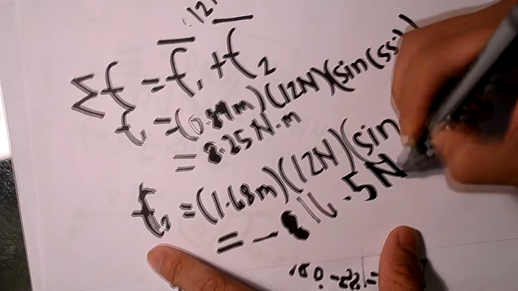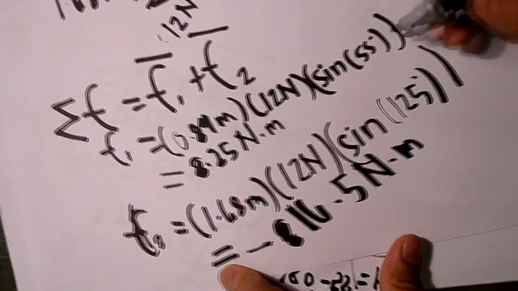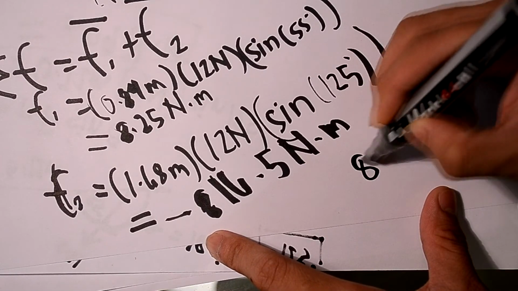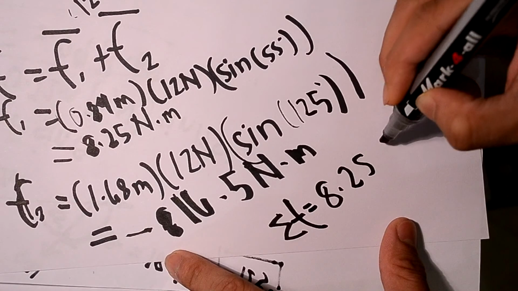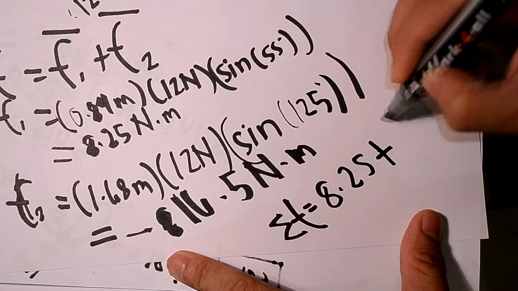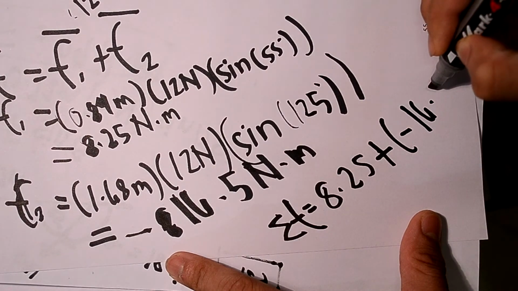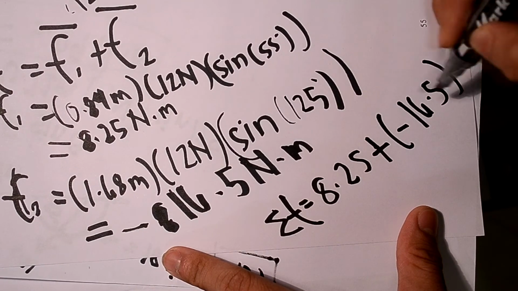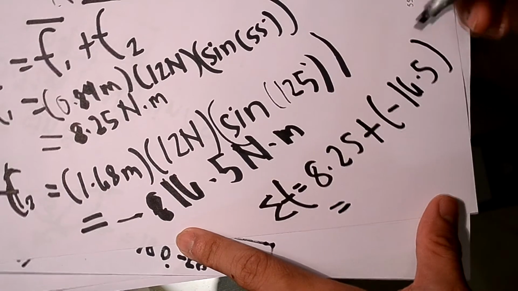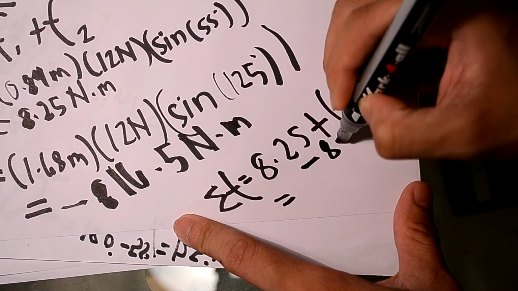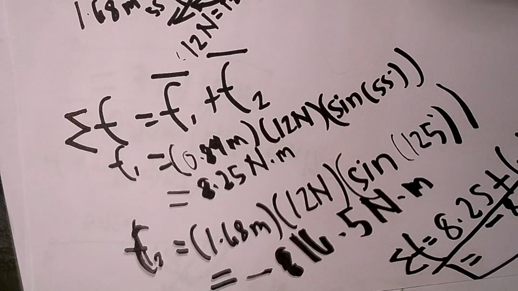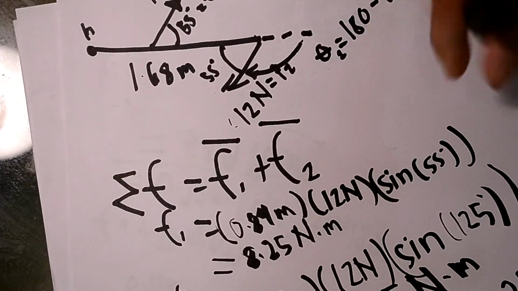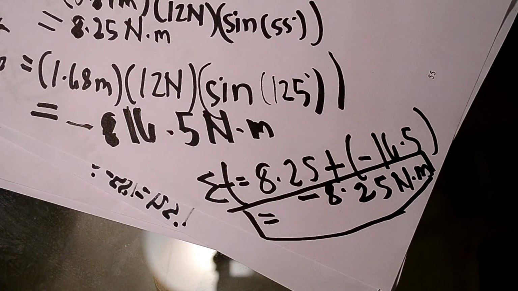So if we calculate this, we have negative 16.5 Newton meter. To calculate the summation of torques, we take 8.25 plus negative 16.5, both in Newton meter. So the answer is negative 8.25 Newton meter. This is the final answer. The torque acting on this door is negative 8.25 Newton meter.